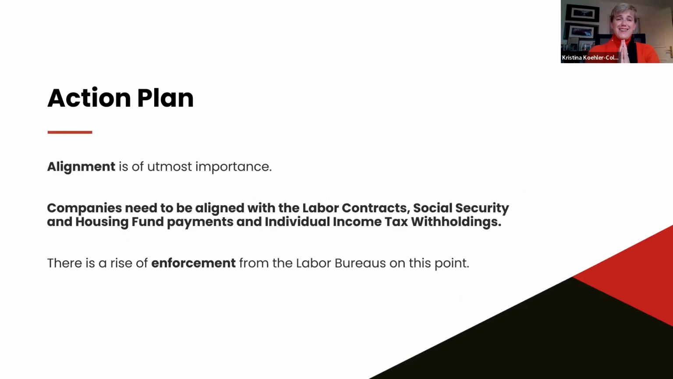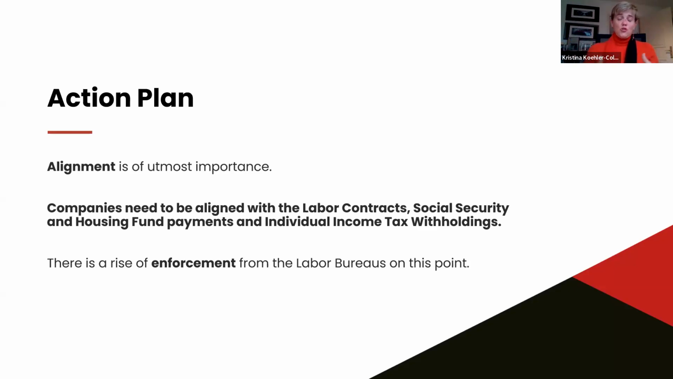Just to finish off, alignment is of utmost importance. And by alignment, I mean that the labor contracts, Social Security and housing fund payments, and individual income tax withholdings are all aligned and are cohesive. All right. We want to avoid being audited by the labor bureaus or by the tax bureaus. Enforcement has become stricter and stricter. So be aware of that and try to sort this out.